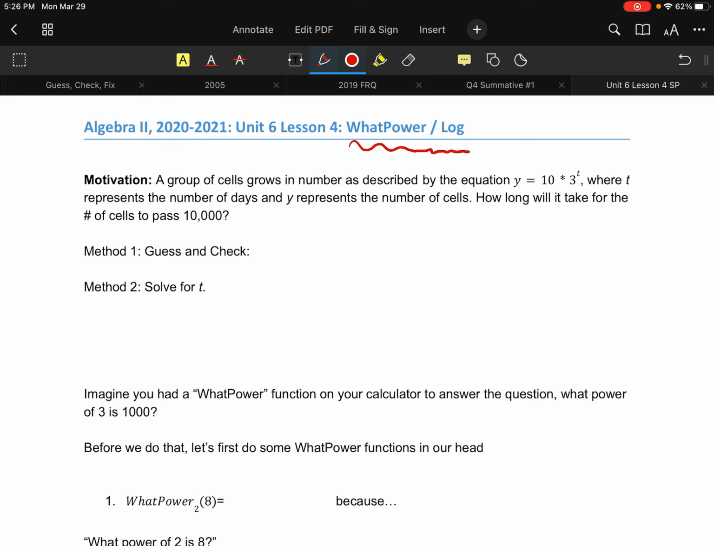But we're going to start, here's the motivation, with the problem that we did in the Desmos activity a couple days ago. A group of cells grows in number as described by the equation y equals 10 times 3 to the power of t. So we start with 10 bacteria, then the next day we have 30, and then 90, and then 270 each day, right? Each day we're growing by 3. And the question I asked was, how long would it take to pass 10,000?